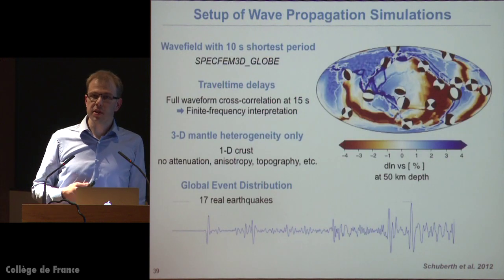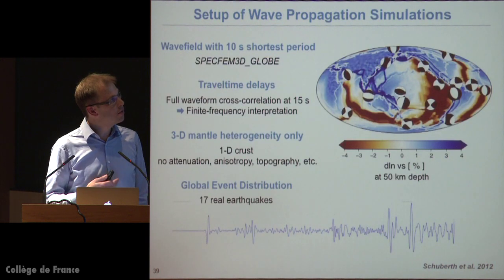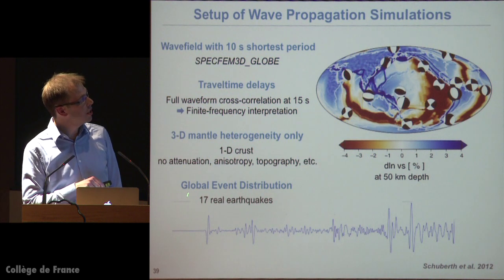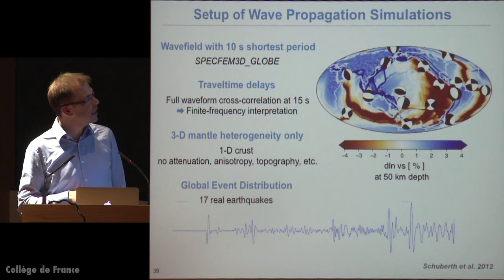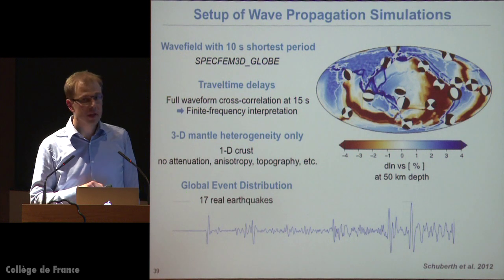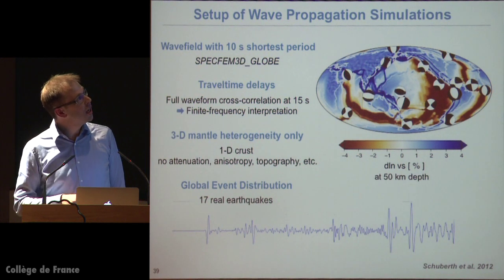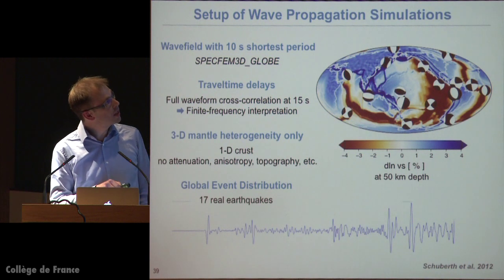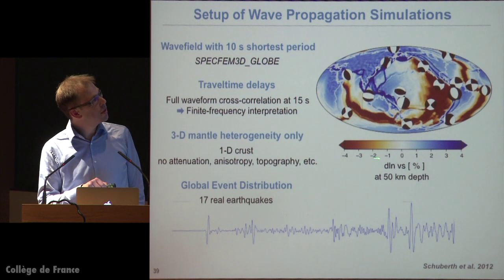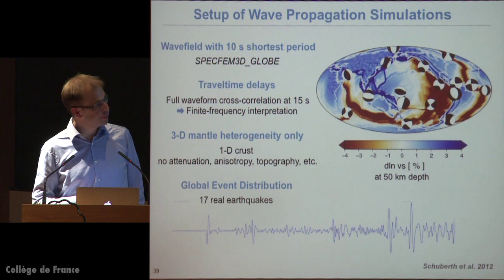In general, because this is a quite costly technique, running these full wave propagation simulations, we are limited in the number of earthquakes that we can compute. We try to get an almost global and even distribution of earthquakes, which is shown here. The moment tensor solutions and the locations together with the model at a depth of 50 kilometers.